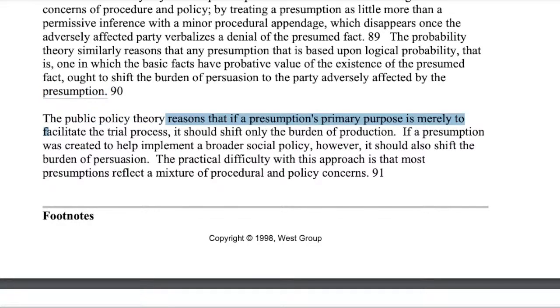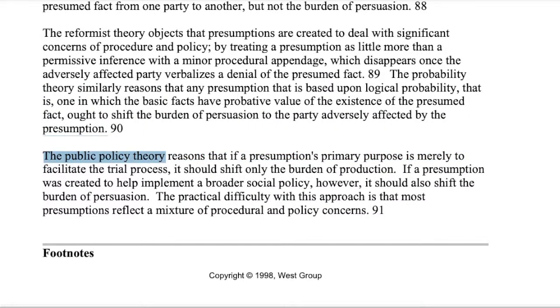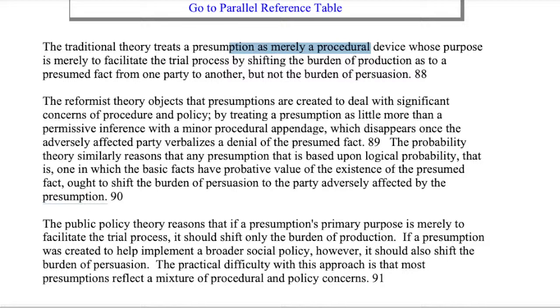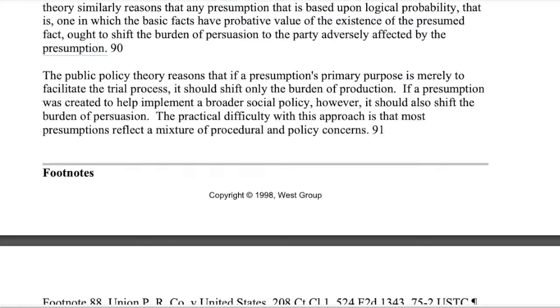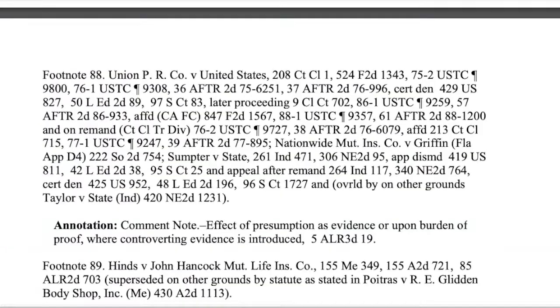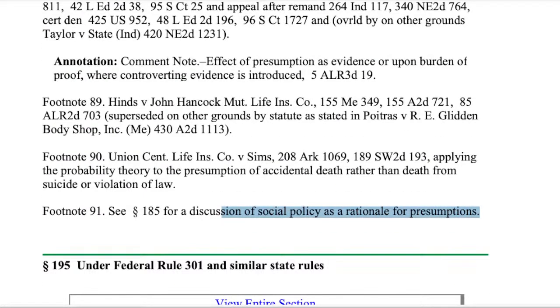Public policy theory. So we got another one, the public policy theory. Reasons that if a presumption's primary purpose is merely to facilitate the trial process, it should shift only the burden of production. And that's getting back to a traditional one here, where it shifts the burden of production. If a presumption was created to help implement a broader social policy, however, it should also shift the burden of persuasion. Oh, wow, social policy. The practical difficulty with this approach is that most presumptions reflect a mixture of procedural and policy concerns. No kidding. So, rationale for presumptions, section 185.